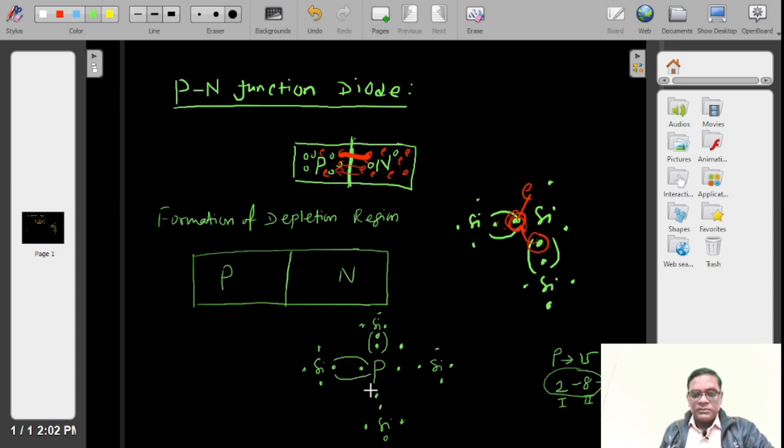Another covalent bond. Here it will have a covalent bond, and here also we will have a covalent bond. So if we focus on this phosphorus atom, we can see the total electrons in the outermost orbit is 9. How can we say it's 9? Because this is 2, this is 2, 4, 5, 6, 7, 8, and this is the 9th electron which the phosphorus is having.